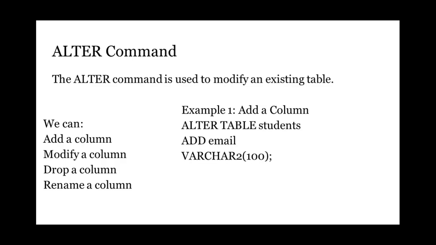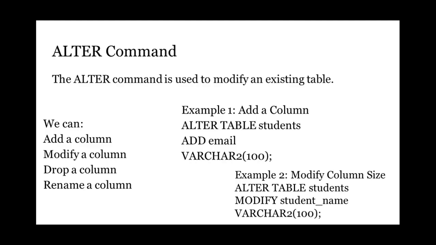Now we'll see the example of alter command. So here adding a column first. The query or statement is alter table students, that is our table name, then add email varchar2 with size 100. So what we are doing here, already we have included different columns in our table like student ID, student name, age and city. Along with those, we also want to include one more column with name email. So we can add with the help of this particular alter command.